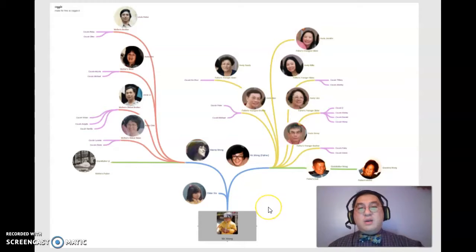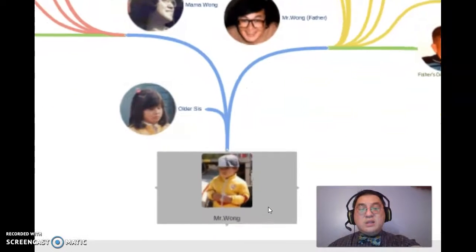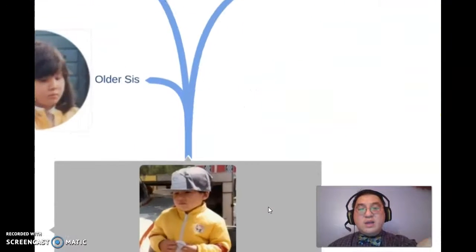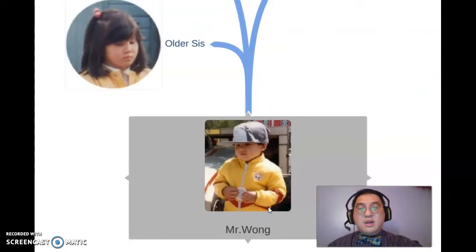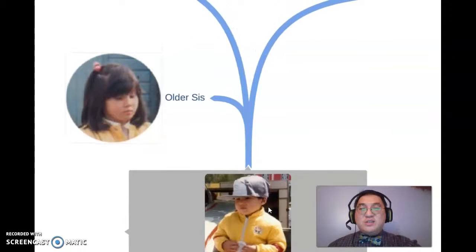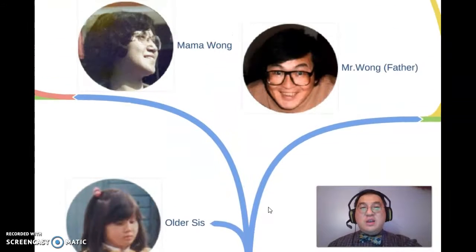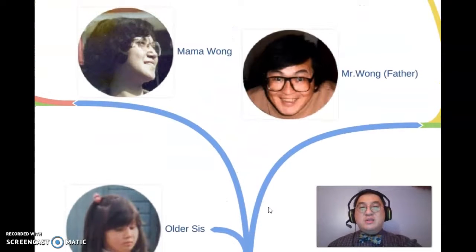So here we go. Don't mind me, I'm going to zoom in and you guys get to see this. I'm going to post this also online so you guys can look at it. All right, so there is a picture of me. That's Mr. Wong. If you ask, that really is a picture of me, just not a recent one. There's my sister, my older sister, and there's my parents.